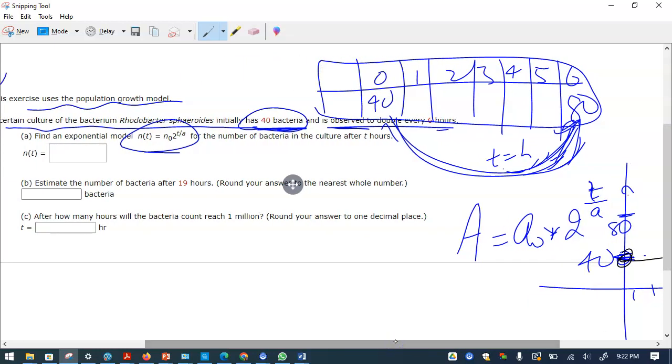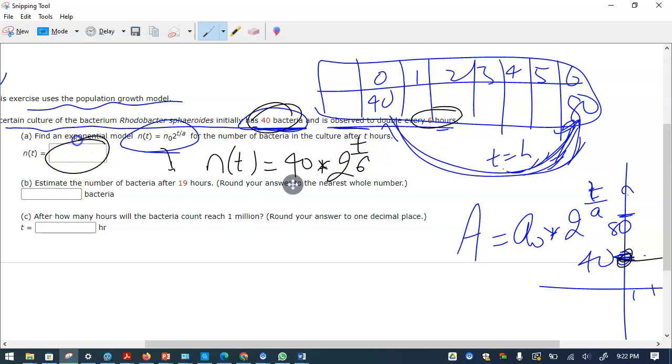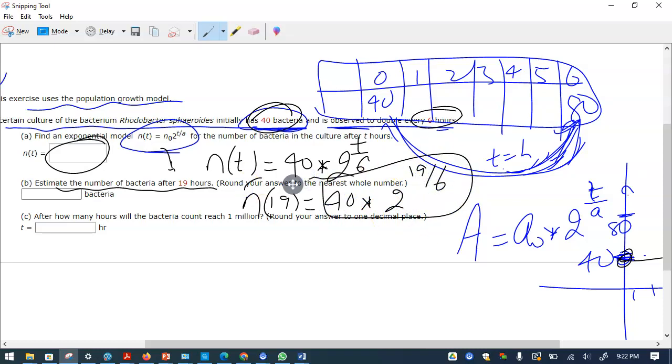So all you do is put N of t equals, in the beginning there is 40, so put a 40 right here, and doubling, so 2 raised to t divided by 6 hours, and you're done. That's all you're supposed to put here. And what is the population after 19 hours? So you put 19 and put 19 divided by 6. In the calculator put this and you'll get the answer as 359. Round it to the whole number.